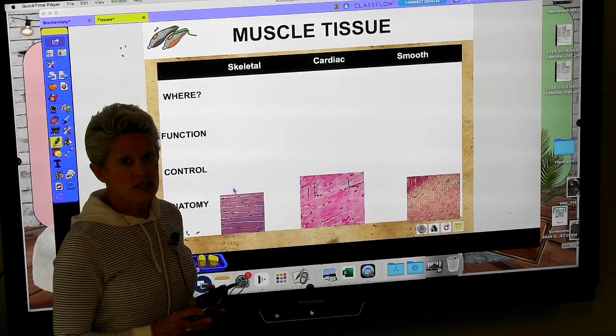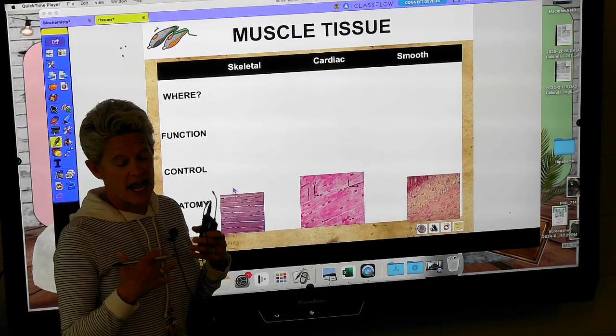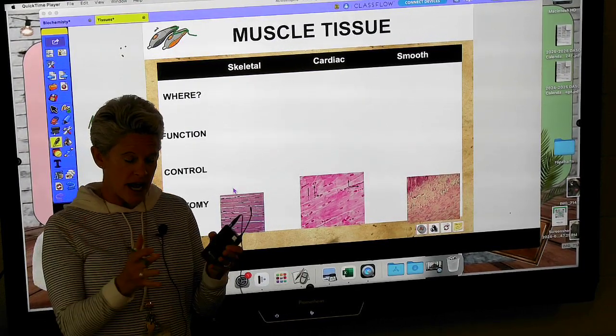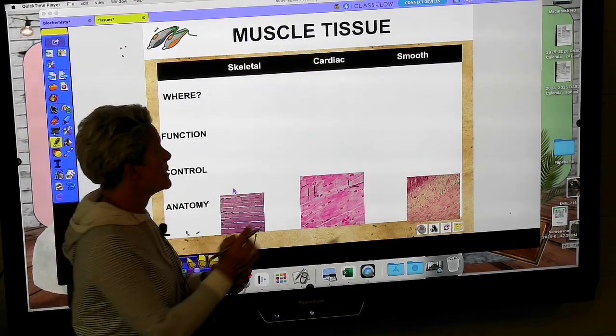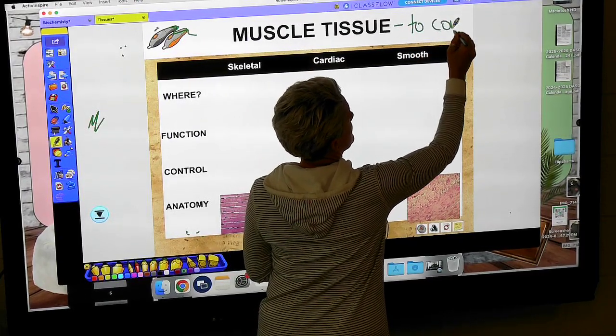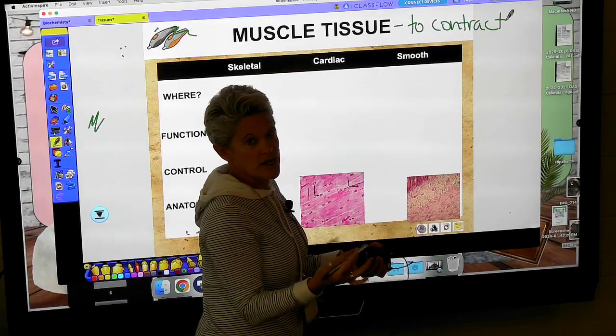All right, so muscle tissue, I hope you realize its job is to contract. So it has a special ability. When we talk about contraction, we mean getting shorter. So muscle tissue has the ability to contract. And when it does that, it produces movement of some type.